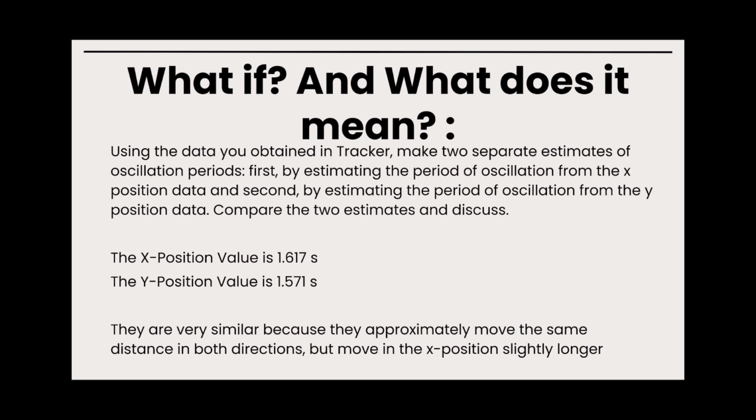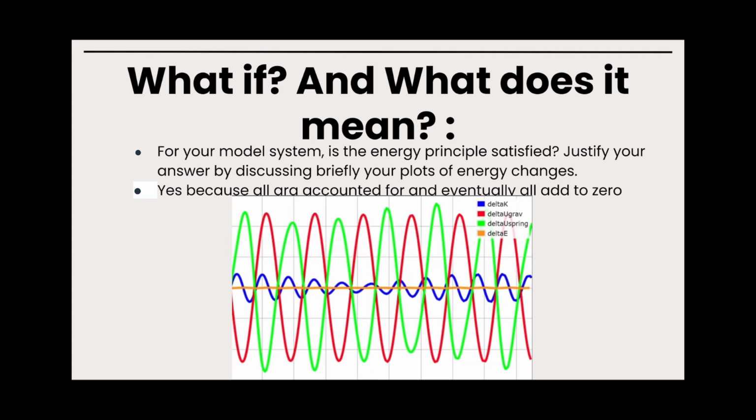What if, and what does it mean? I did all of my calculations, and my x position value is 1.6 seconds and the y position value is 1.5 seconds. This is very similar because they are approximately moving the same distance in both directions, but in the x position you're moving for slightly longer and a little bit more.